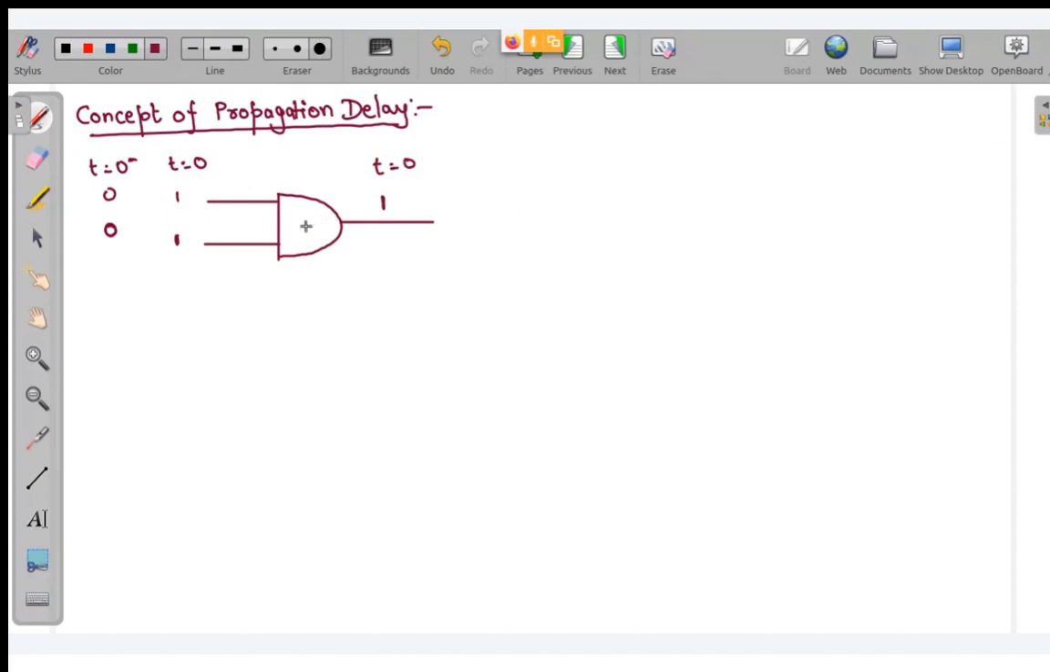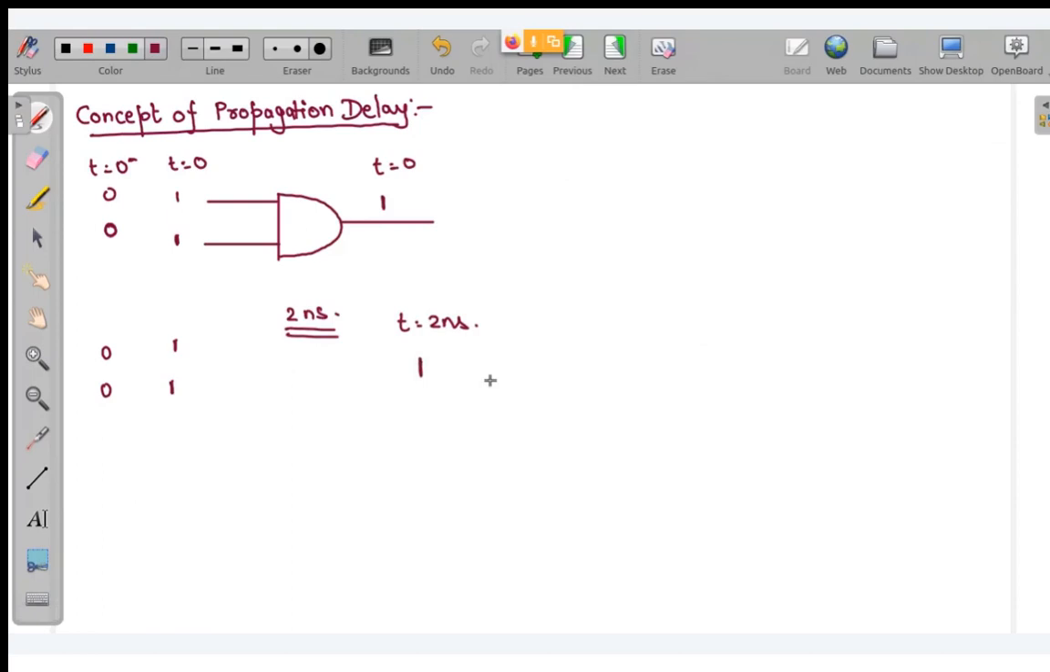But assume this AND gate is a practical AND gate and it has 2 nanosecond delay. So at t equal to 0 minus, if inputs were 0 0, at t equal to 0, I apply 1 1. So after 2 nanoseconds, the output will be equal to 1.